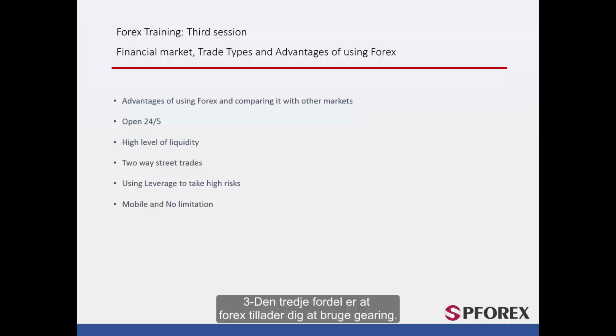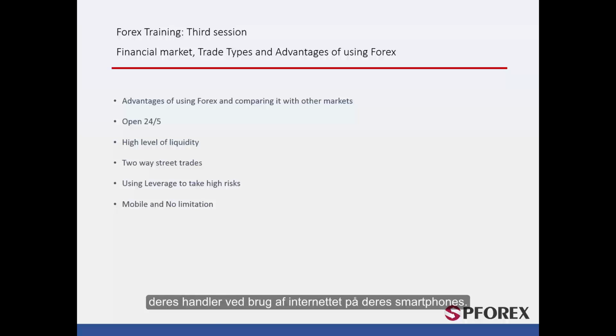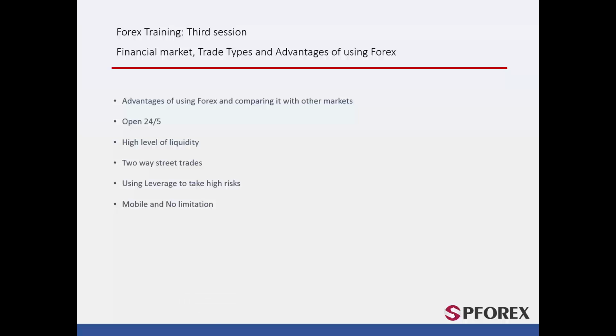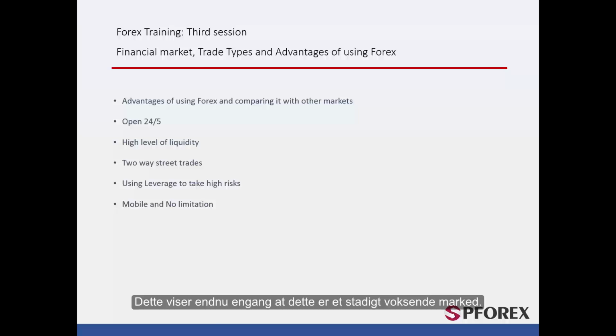The third benefit is that Forex allows you to use leverage. Leverage means traders can enter the market at a position that they think will bring them more profit, even if that position needs more funds than their trading account capital would allow. On the other hand, as its drawback, traders face a higher amount of loss with less movement against prediction. Finally, with the current growth in technology, any party can monitor their trades using the internet on their smartphone. This shows once more that this is an ever-growing market.